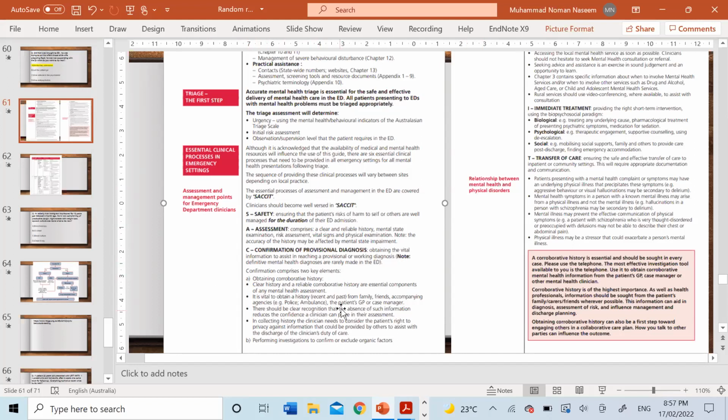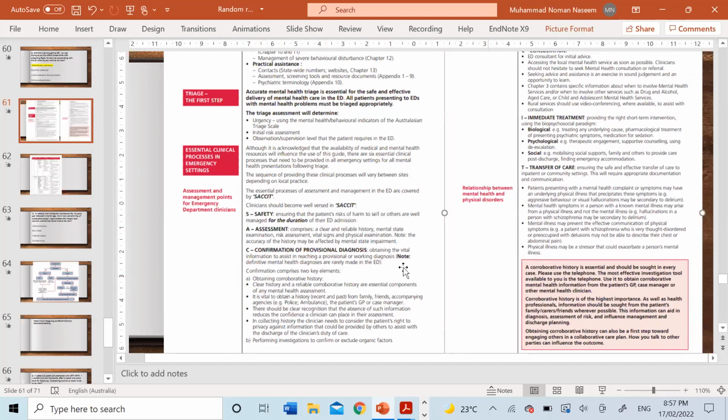Now we need to confirm our diagnosis or provisional diagnosis, call the senior, obtain a collateral history. These two are the things we need to do. Plus, as a junior doctor, we need to also rule out some organic causes which can also cause a psychotic episode. It can be delirium as well. So we need to perform the baseline investigations to rule out delirium as well.